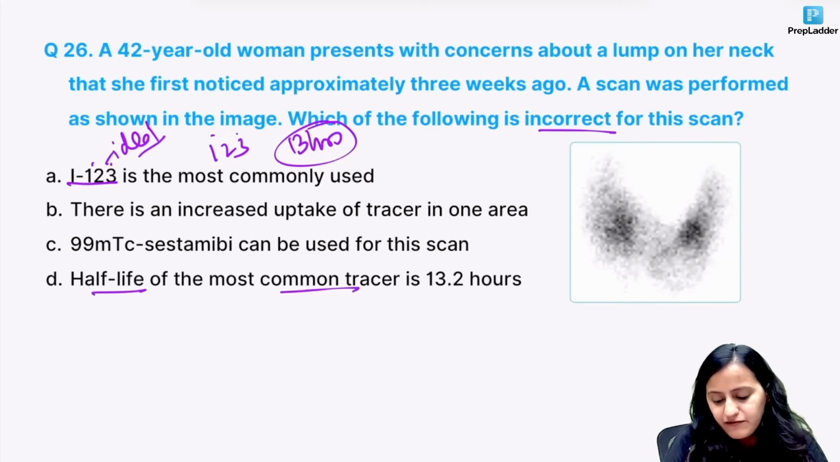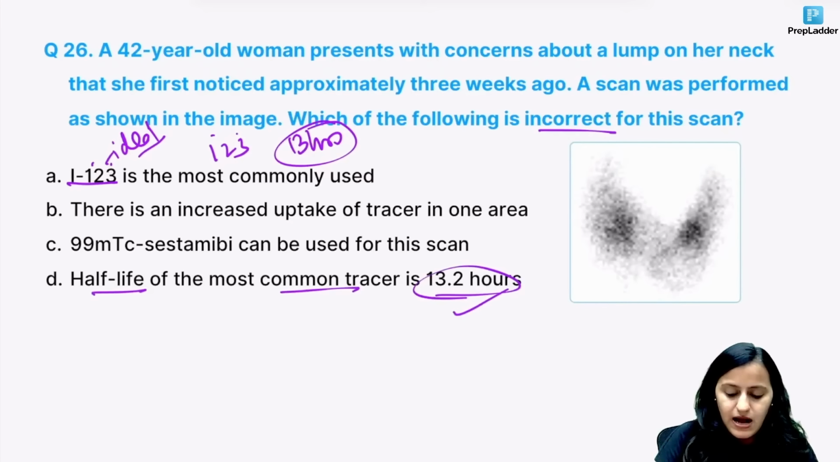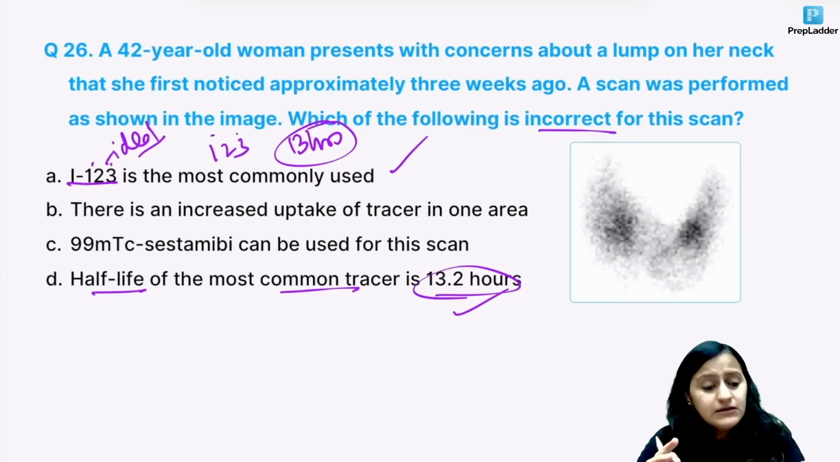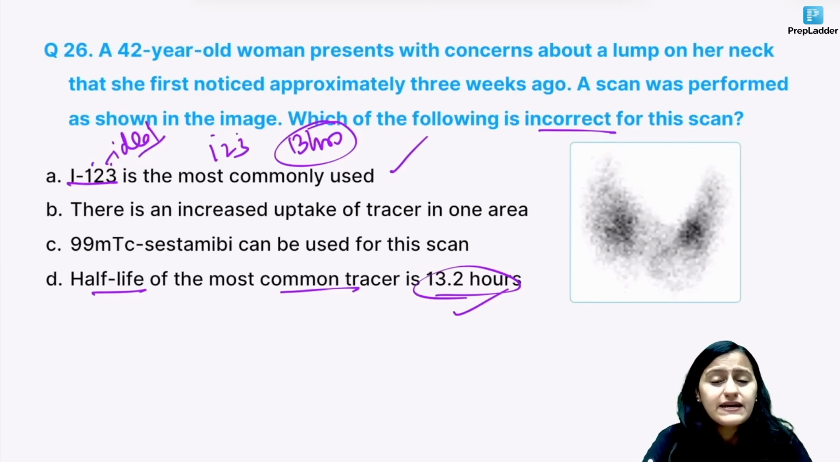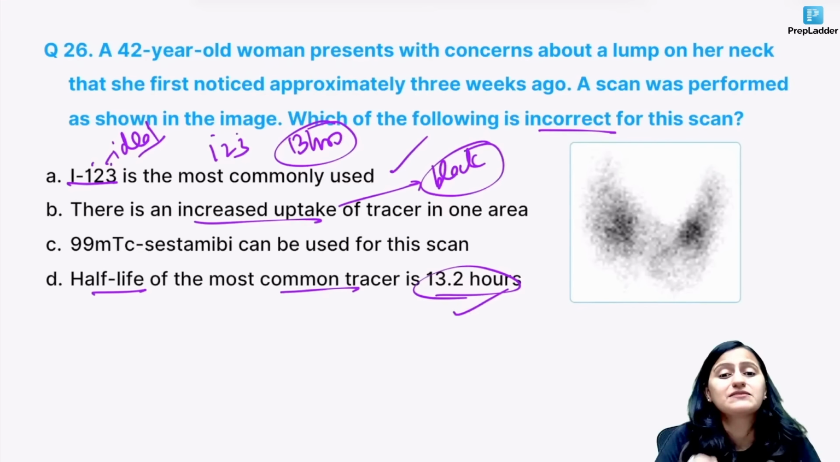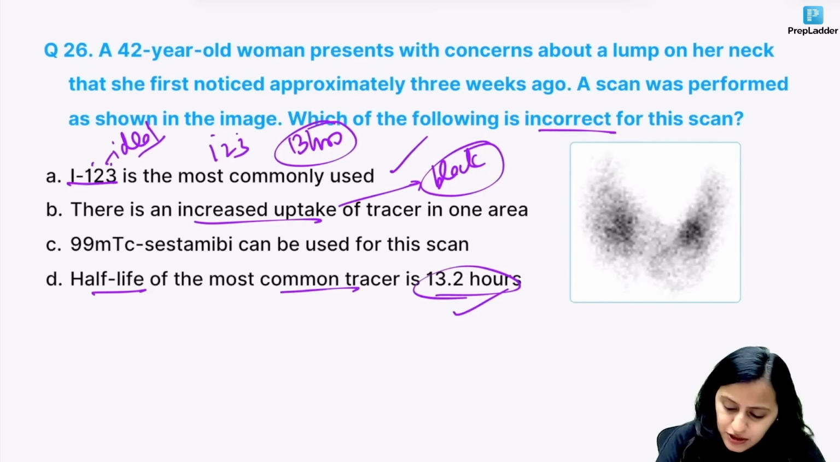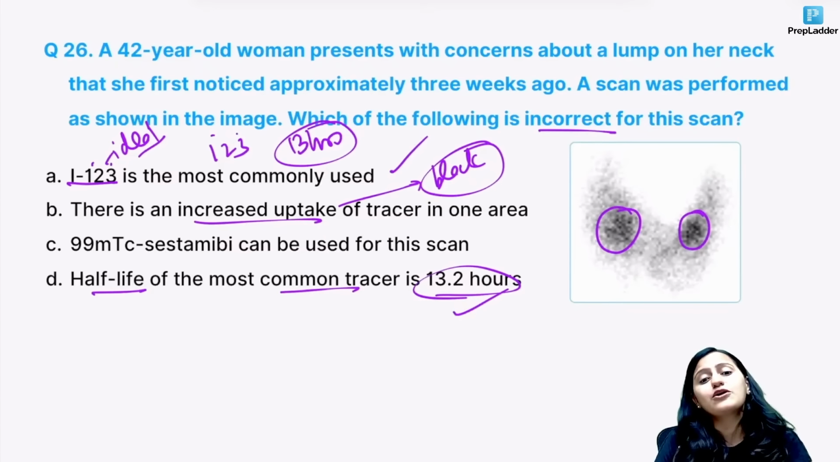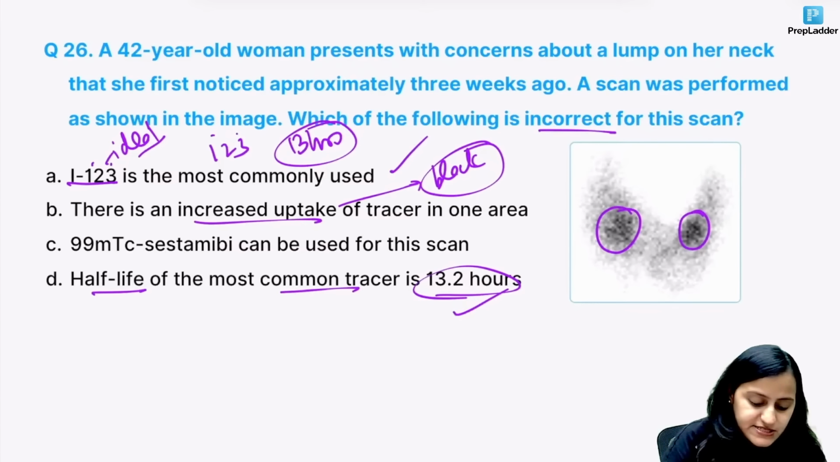So the half-life of the most common tracer, these two are making sense. There is an increased uptake of tracer in one area. Increased uptake of tracer in a nuclear scan is given by the black areas, the hot spots. You can see this area also and this area also. So it's not just one area. So this is wrong.